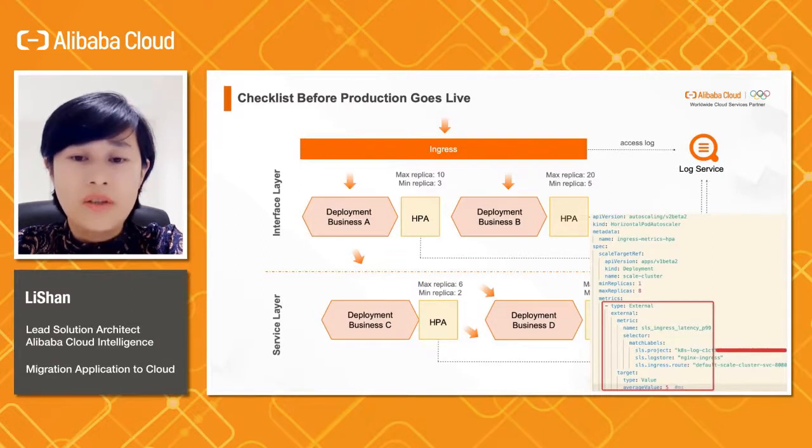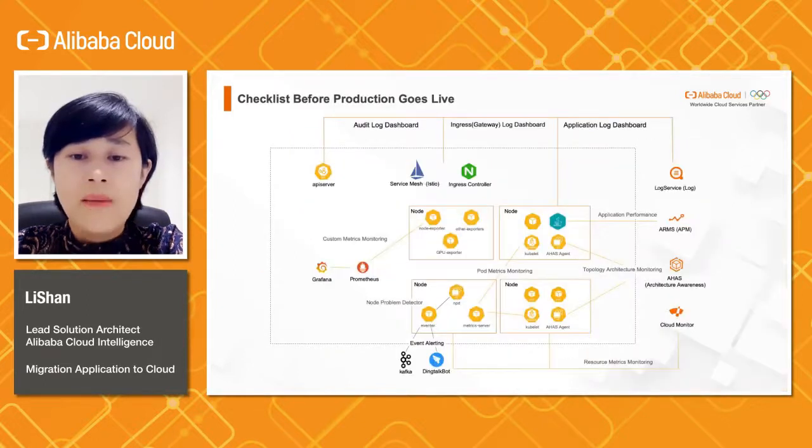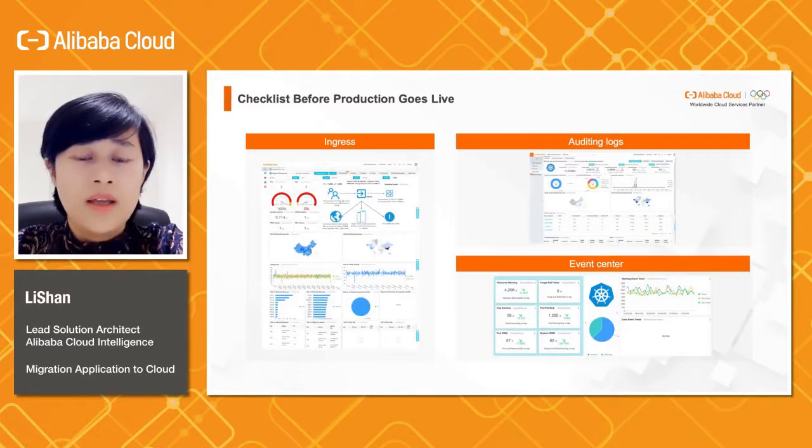Like I mentioned previously, configure logging, monitoring, and alerting, which allows you to know your application, microservices, and cluster nodes are running well. Ingress and application logs are stored in log service, and NPD is used to be aware of cluster events. All the events can be monitored in the event center of log service. Application performance is monitored with ARMS or Prometheus.